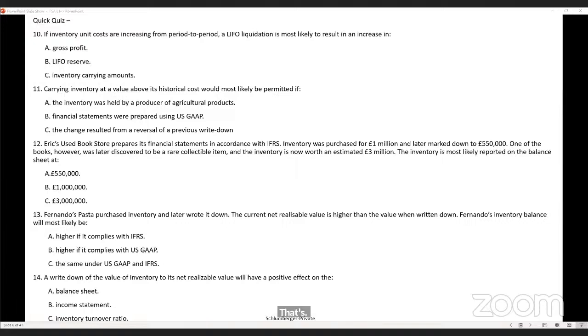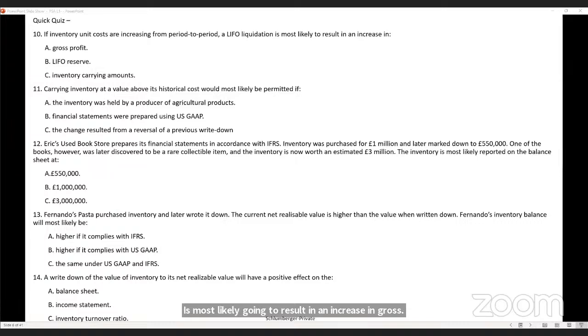So number 10 is A. What is the issue here? If the inventory unit costs are increasing from period to period, a LIFO liquidation is most likely going to result in an increase in gross profit. Is just given.